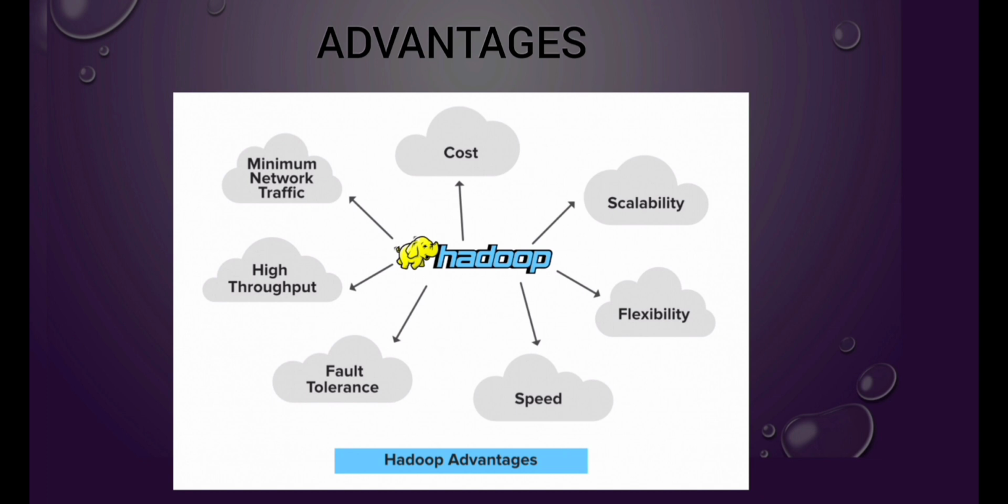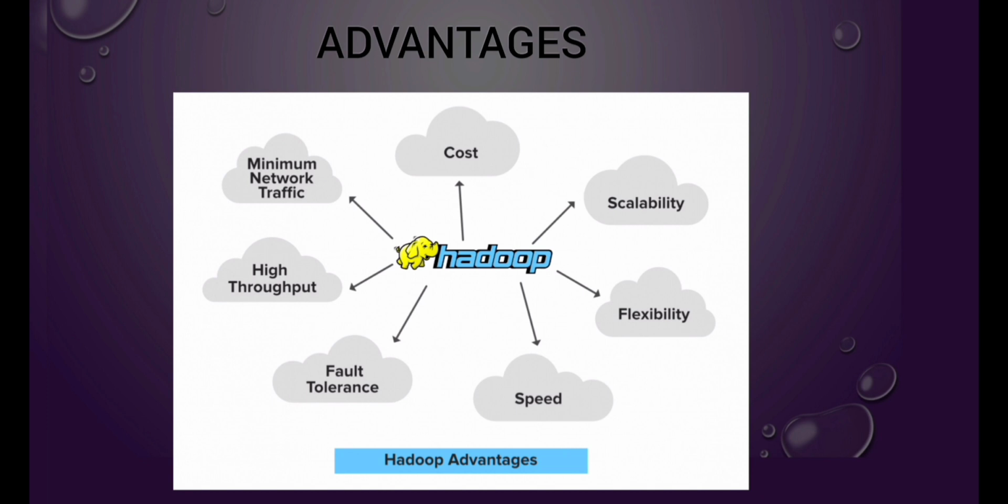Cost: Hadoop is open source and uses cost effective commodity hardware, which provides a cost efficient model, unlike traditional relational databases that require expensive hardware and high end processors to deal with big data.